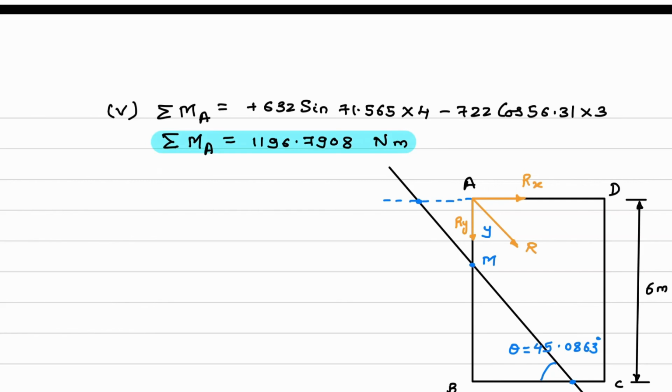Now this is positive. So what will be the direction of this moment? It will be anti-clockwise. So we have to show the anti-clockwise moment at which point? Point A. So this will be the moment about point A, summation of moment about point A. Now what we have to do is shift this resultant from this location. So we have a force and a couple or a moment.